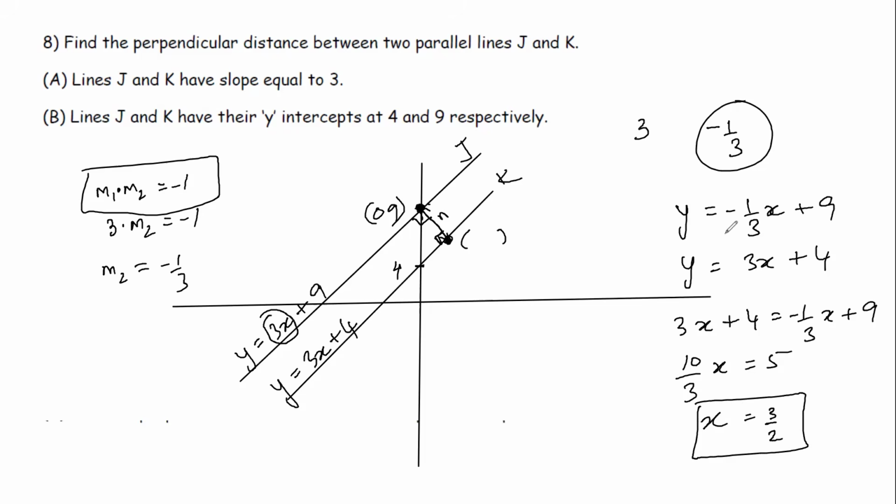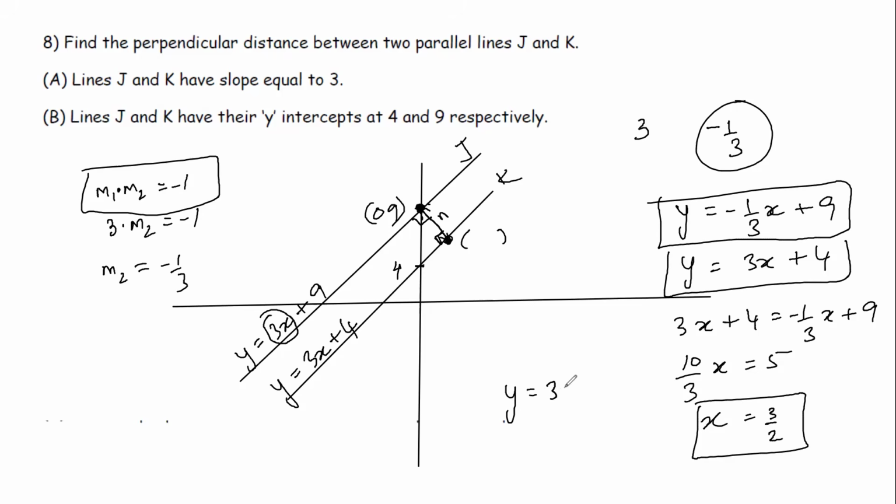If x is 3 by 2, then from here or here, I get my value for y. So I'm going to use y equal to 3x plus 4 to get the value of y. So x is 3 by 2, so what I get is 9 by 2. 9 by 2 is 4.5, and plus 4 is 8.5, which is 17 by 2. So now I know my points are 1.5 and 8.5, and I know this is 0, 9.